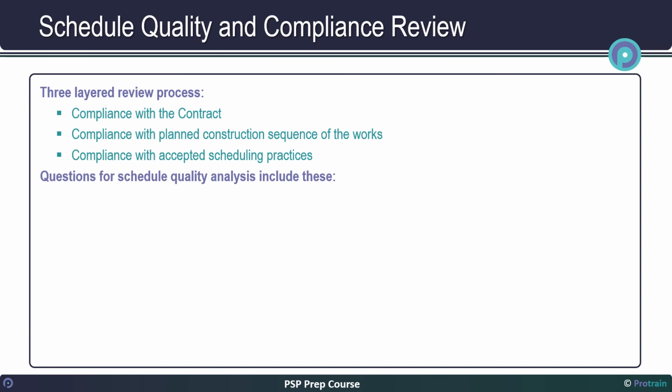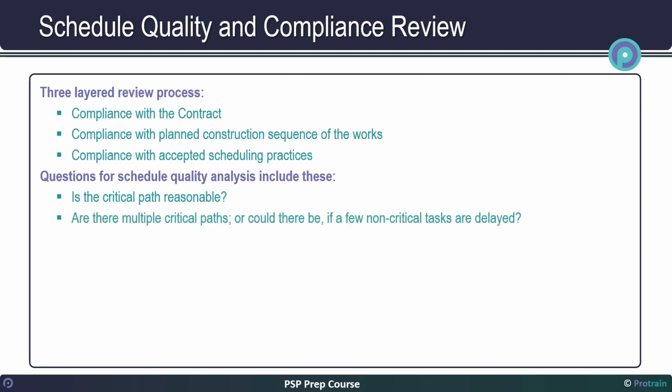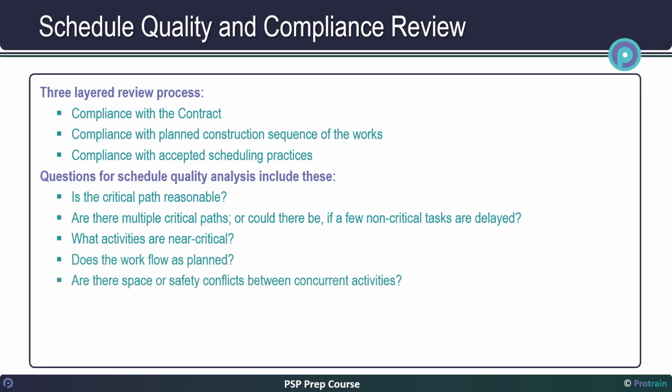Questions for schedule quality analysis include these. Is the critical path reasonable? Are there multiple critical paths, or could there be, if a few non-critical tasks are delayed? What activities are near critical? Does the work flow as planned? Are there space or safety conflicts between concurrent activities? Is there an excessive amount of work being done at any one time?